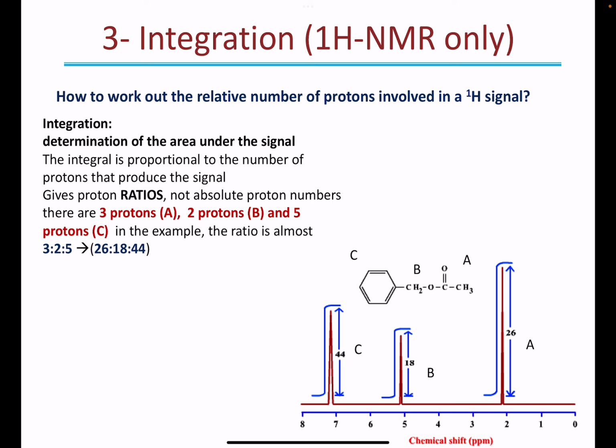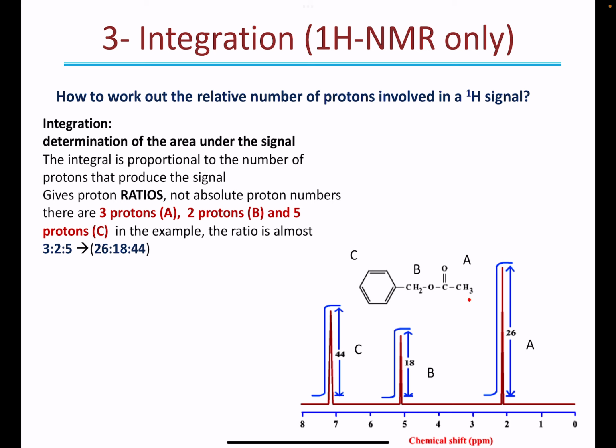The third thing that we look at in the NMR spectrum is the integration of the peaks. So the integration is the area under the peak for each signal, and it will give you information about the number of chemically equivalent protons that give you that particular signal.